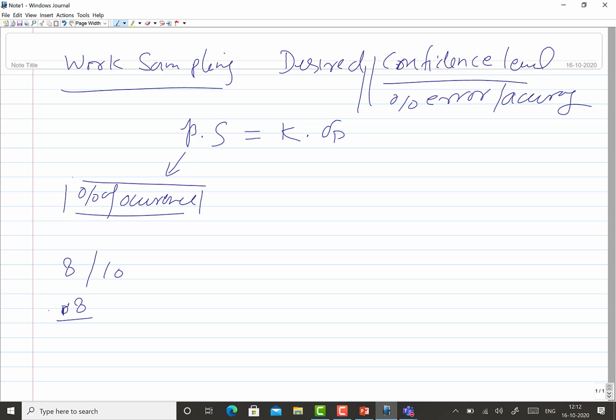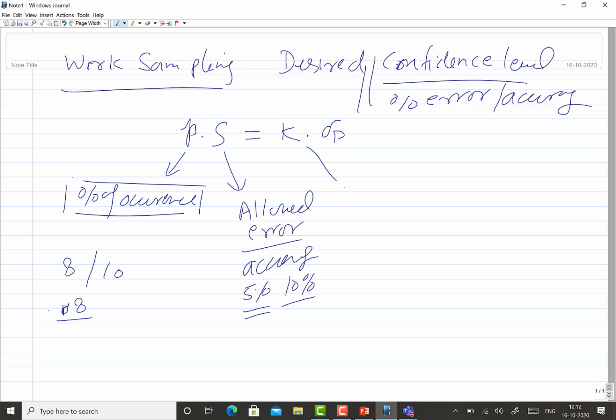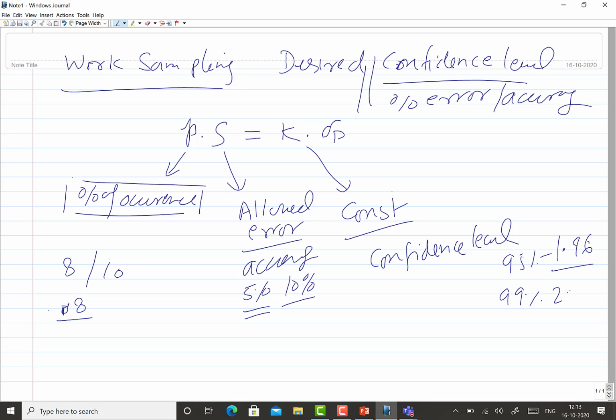Now S is the allowed error, or we can say the desired accuracy, which may be, say, 5% or 10% error possible in our observation. So that is the allowed error or the accuracy desired. K corresponds to a constant that depends on the confidence level desired in our observation. As I said earlier, for a 95% confidence level, this k value is 1.96. For a 99% confidence level, this value is 2.58, and for a 99.9 percent confidence level, this value is 3.30.